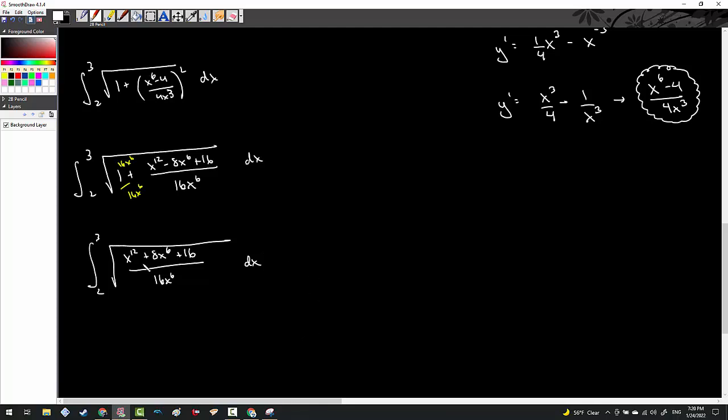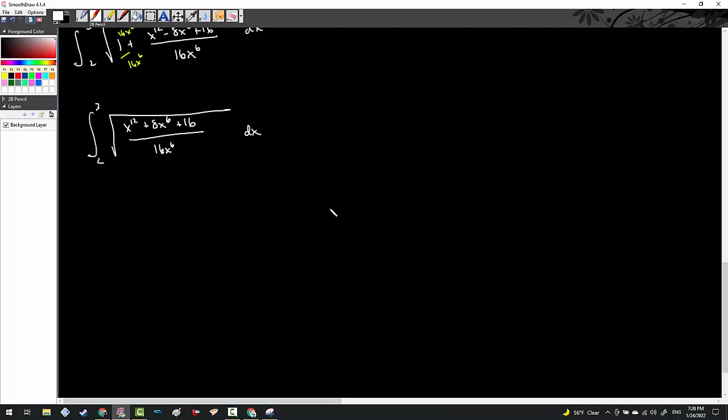Now, believe it or not, this top expression is a perfect square trinomial of sorts, where what I'm going to get is x to the 6th plus 4 squared over 4x cubed squared. That's all underneath a radical, dx, big hunkin' integral from 2 to 3.